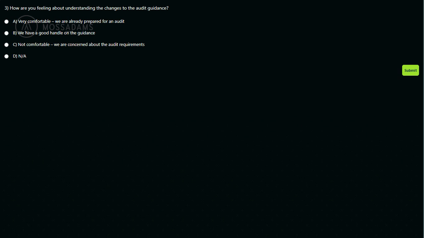Sure. So our third polling question: how are you feeling about understanding the changes to the audit guidance? A, very comfortable, we are already prepared for an audit. B, we have a good handle on the guidance. C, not comfortable, we are concerned about the audit requirements. Or D, not applicable.